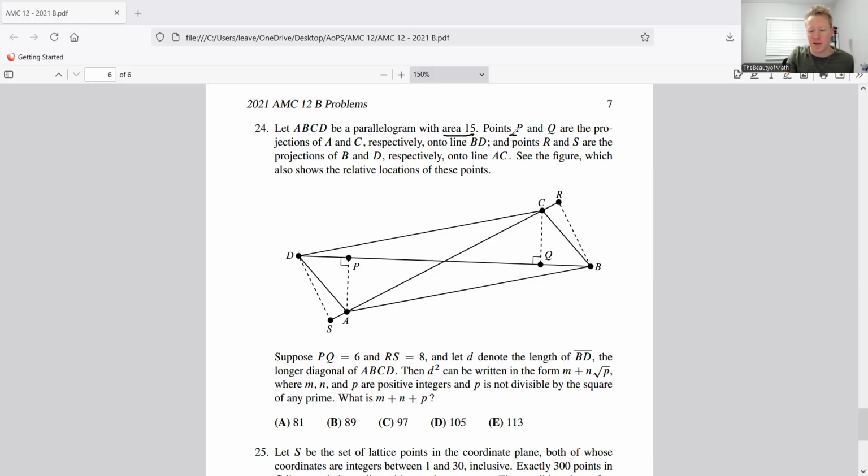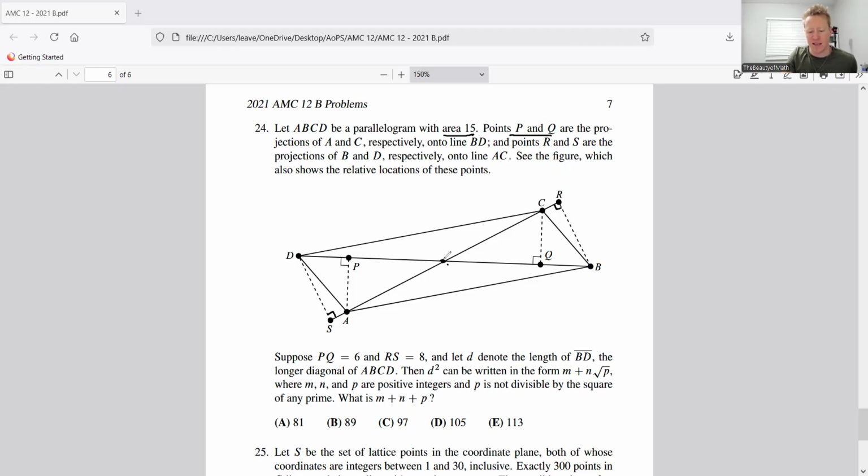Now, from the picture, you see that P and Q are 90-degree angles. From that, you can infer that all projections will be 90-degree angles, and that's actually a true thing as well. So suppose PQ is 6. Even if you didn't know about projections, you could draw the inference based on the other two that it must be making 90 degrees.